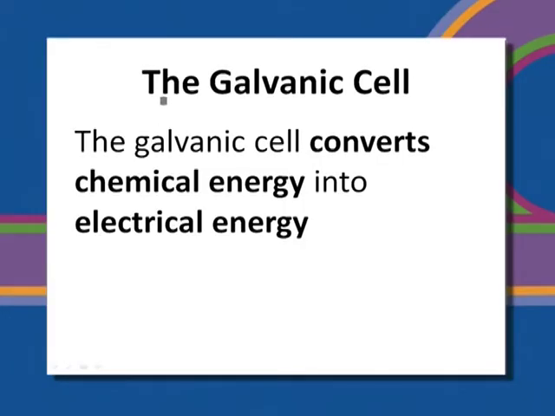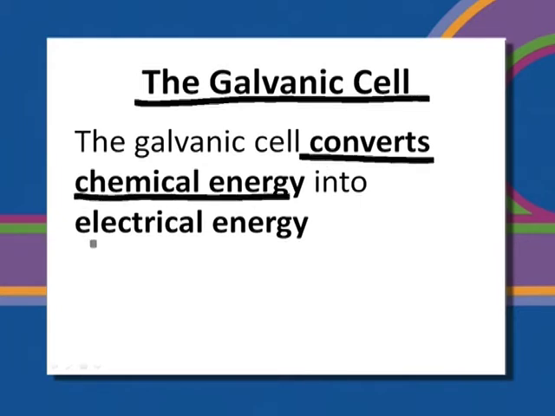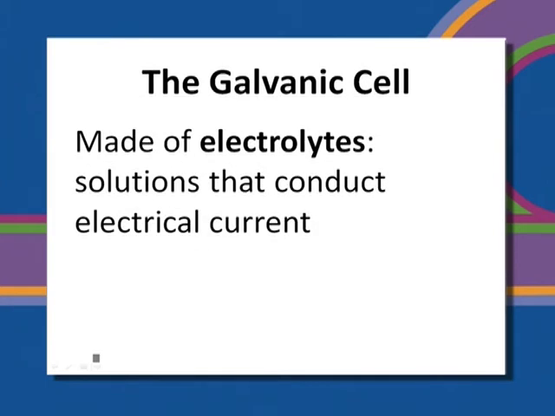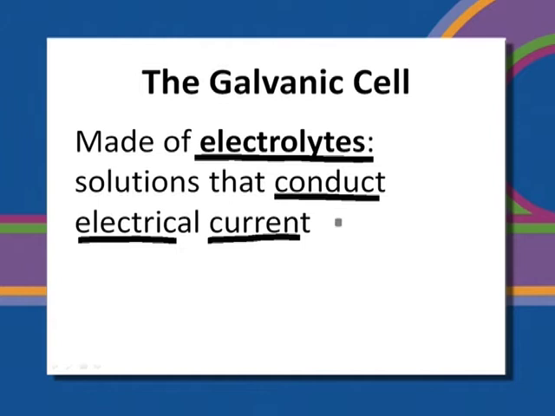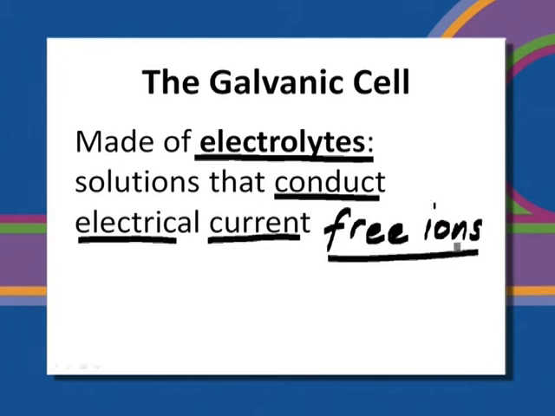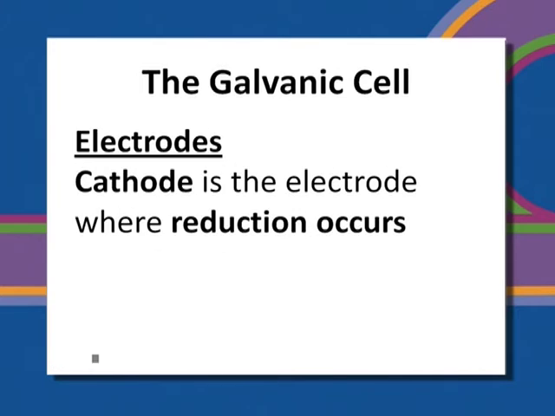Now, I know that you need to know about the galvanic cell. The basic thing that you need to know about this one is that it converts chemical energy into electrical energy. Okay? And this galvanic cell is made up of electrolytes. These are solutions that can conduct electrical current. Why? Because they consist of ions that are free to move. Okay? So free ions, they are free to move in that solution.